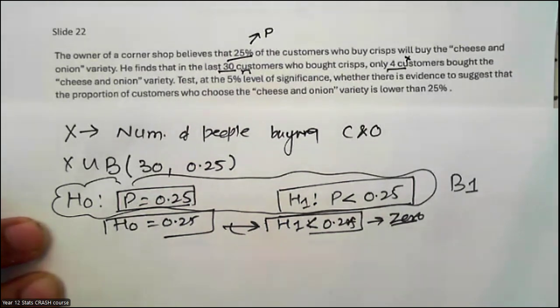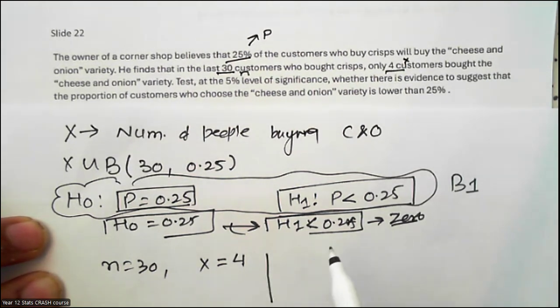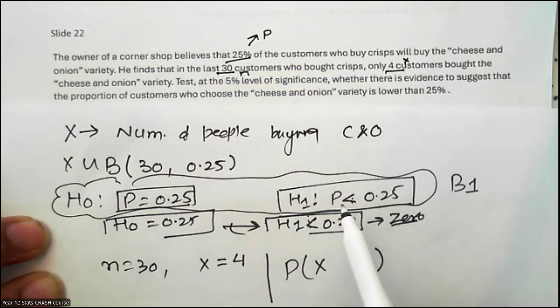Okay. Now, very important, the n is 30 and in the experiment x was 4. But what do we test? Always remember this, I'll repeat. You always test in the direction of the alternative hypothesis. Repeat, in the direction of the alternative hypothesis. So the alternative hypothesis is less than 0.25, you always test less than or equal to this. If this was greater than, you would have tested greater than.